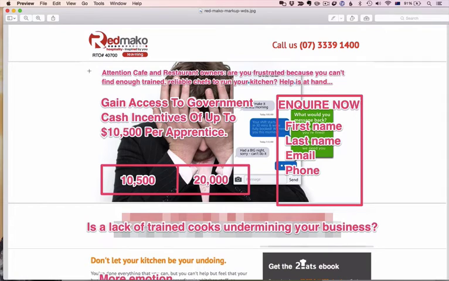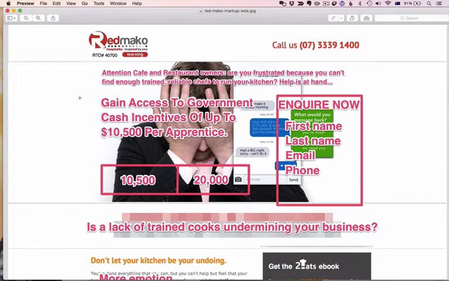So the pre-headline I've suggested here is: attention cafe and restaurant owners, are you frustrated because you can't find enough trained, reliable chefs to run your kitchen? Help is at hand. So it's certainly very direct. The cafe or restaurant owner is quickly going to either stick around on the page or go elsewhere if this isn't a problem they're facing.